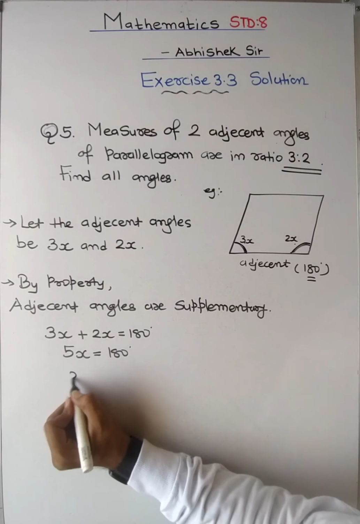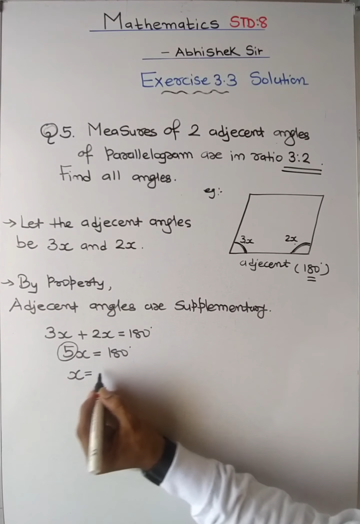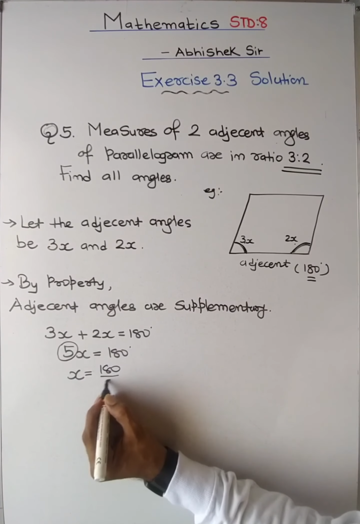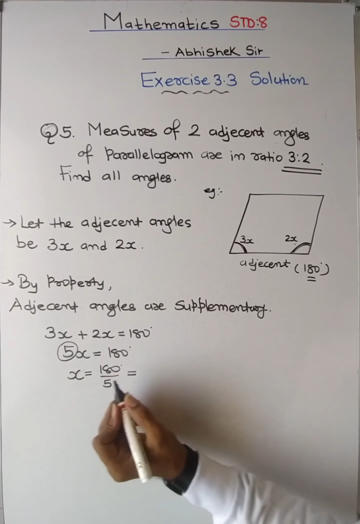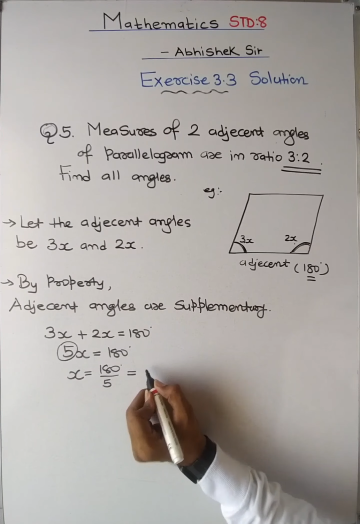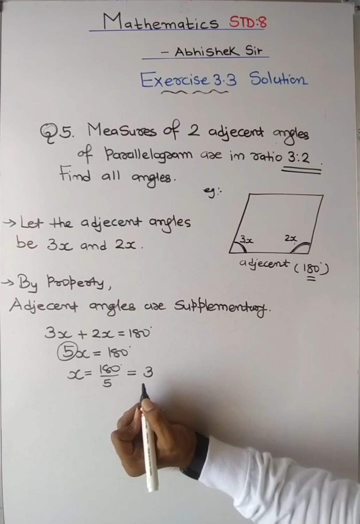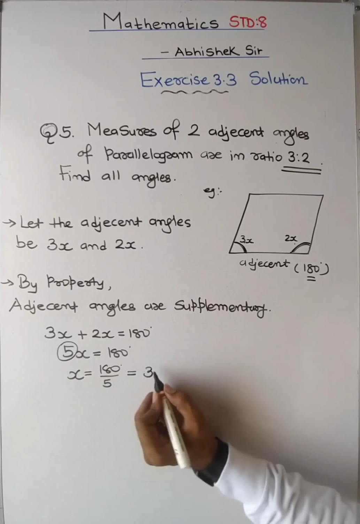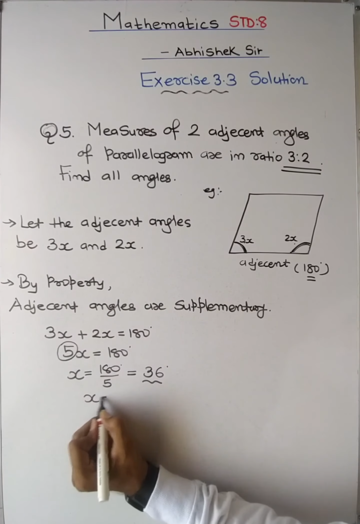Now we have to find out x. So where will we take this 5? This 5 will be taken downside. So x equals 180 divided by 5. And what is 180 divided by 5? You can do oral calculation. 5 3s are 15, balance 3, then 5 6s are 30. So x will be 36.